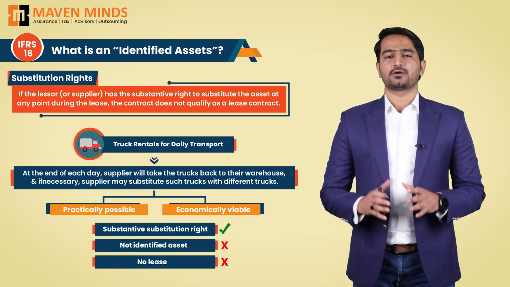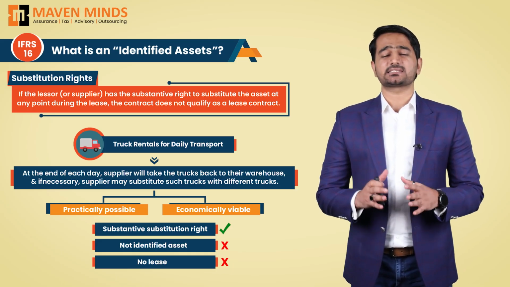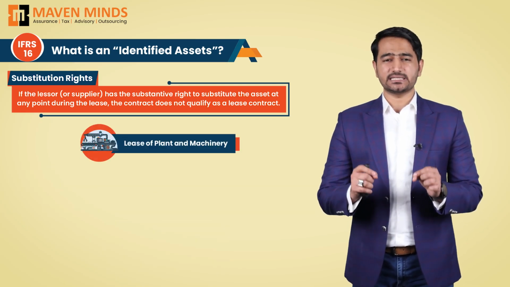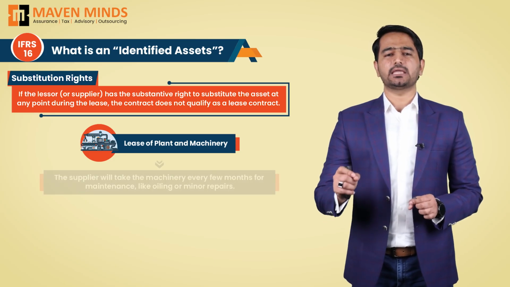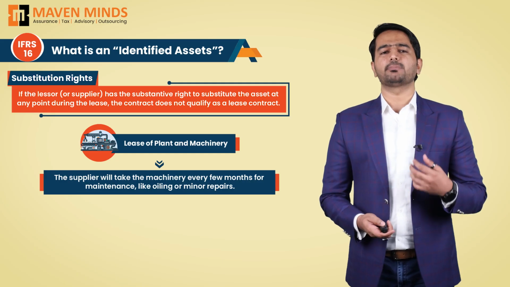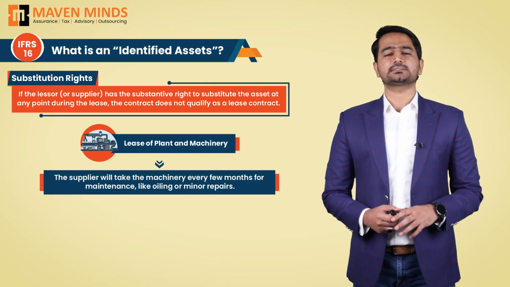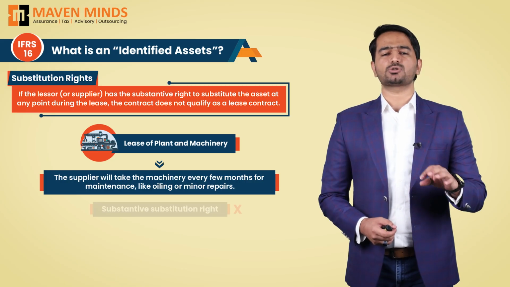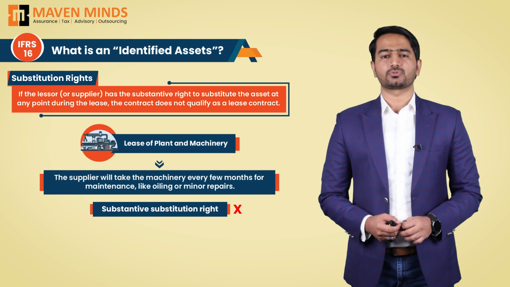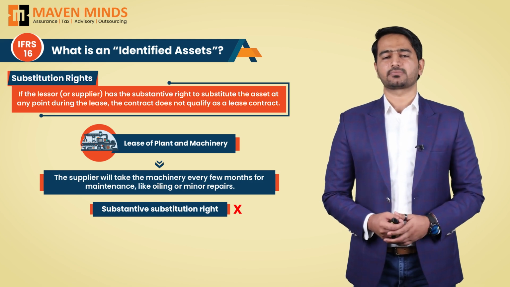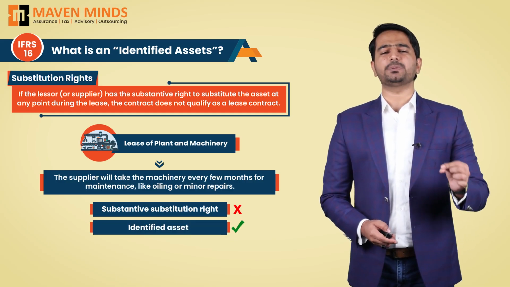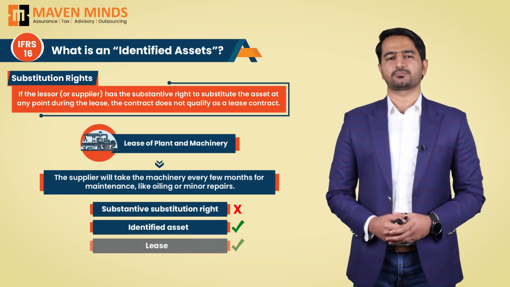Finally, consider a scenario where you rent a plant and machinery and the contract states that the supplier will take the machinery every few months for maintenance like oiling or minor repairs. In this case, the substitution right is not substantial because it's part of regular maintenance, not a full replacement of the asset. Here the asset remains an identified asset and the contract would be classified as a lease contract.